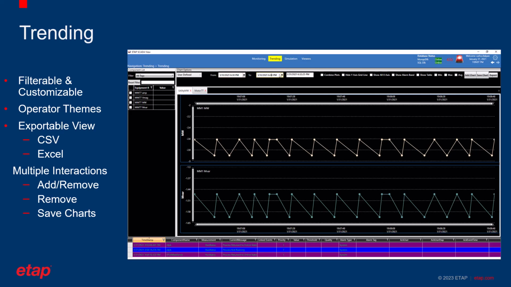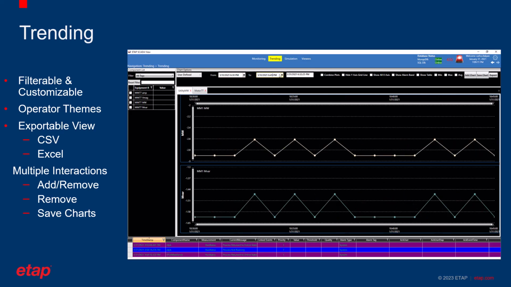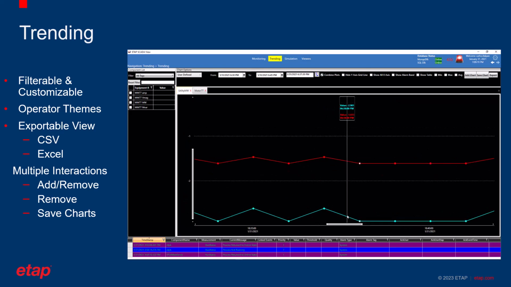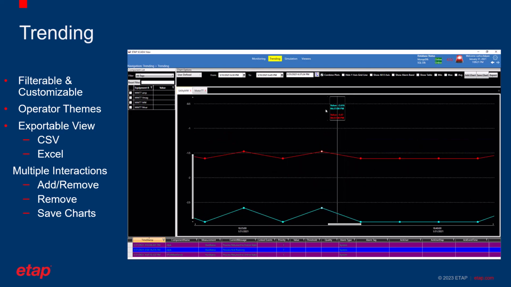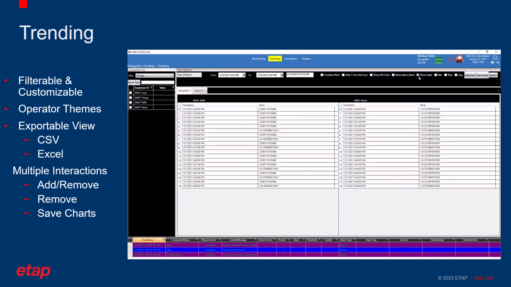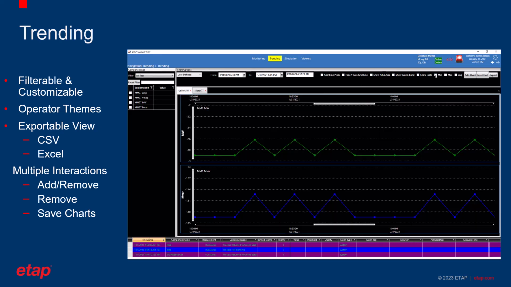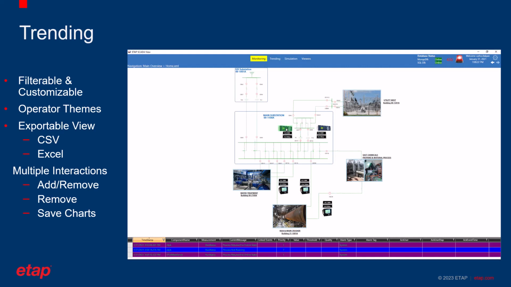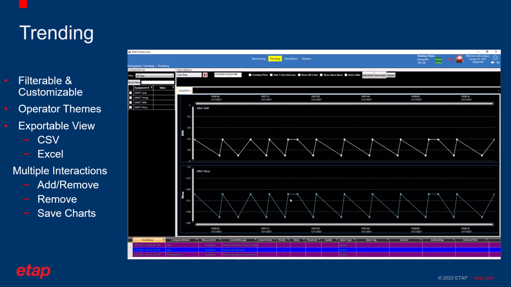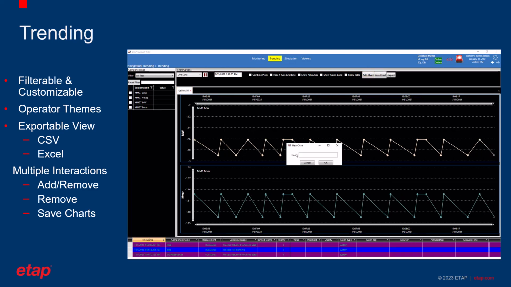The information can be exported to different formats such as CSV and Excel, and there are multiple functions or interactions in the system, such as being able to add or remove the different trends, zoom in, zoom out, save those charts, put the charts together, look at the tabular forms, and look at minimum, maximum, and average values on the trend. So there is a lot of functionality to make the operation of the trend view very easy. Like I said, you can create links like this or access the trend view directly on the HMI application.